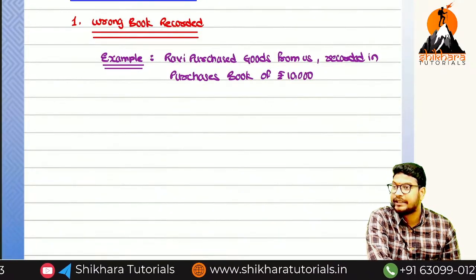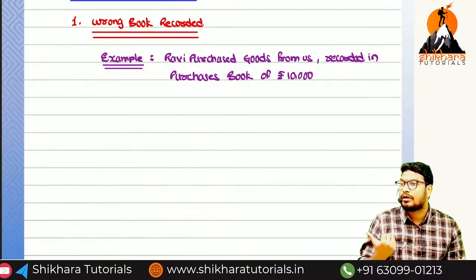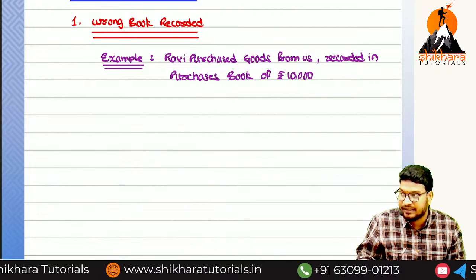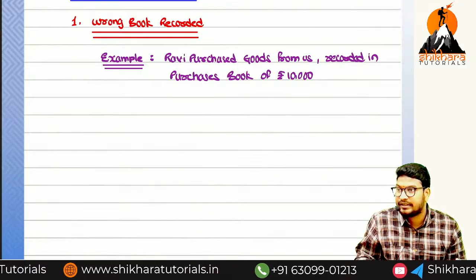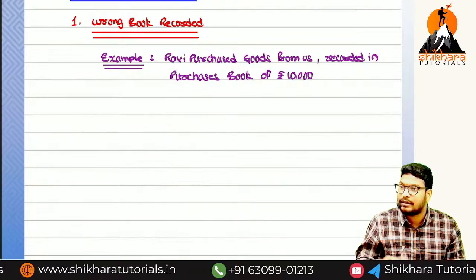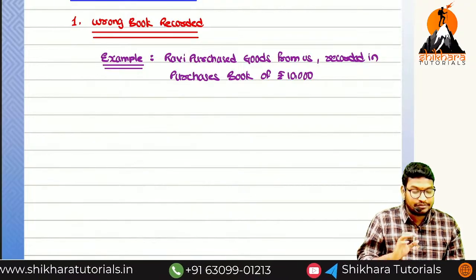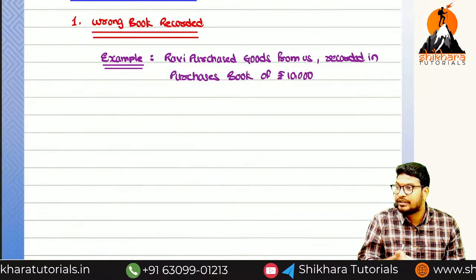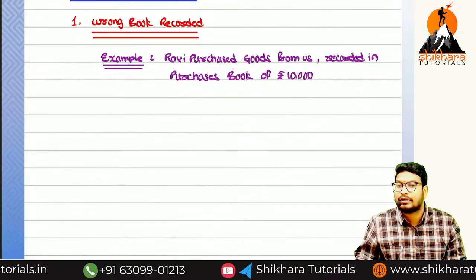First of all, identification of the type of error. What is the type of error? Wrong book recorded. Sir, why? How are you saying it is a wrong book recorded? There is no "debited to" or "credited to" here. If "debited to" or "credited to" is given in a transaction, it is called error of principle. So we can easily find out. Next, whether there is any partial omission or full omission. There is no partial or full omission. It comes under error of commission.